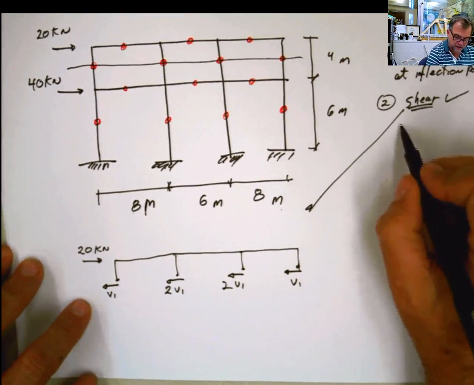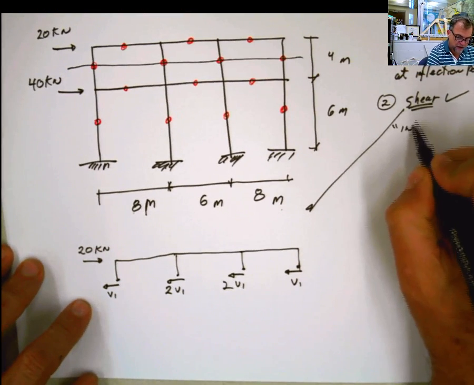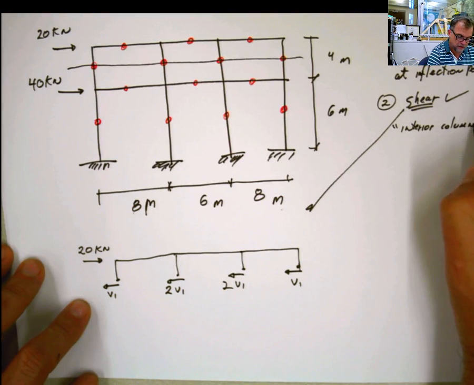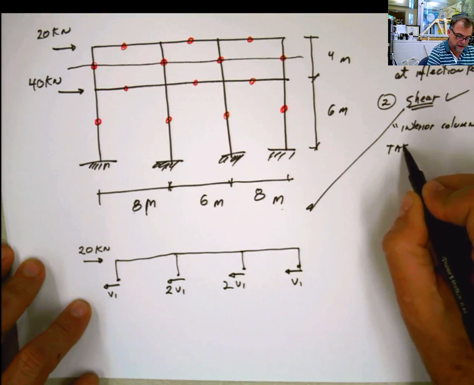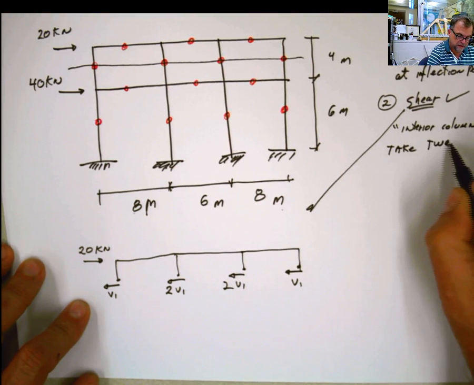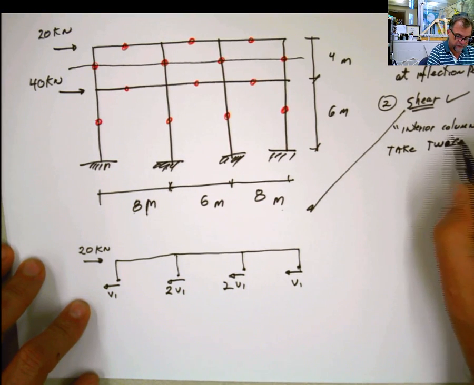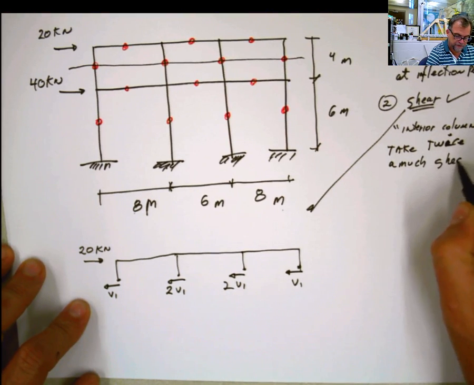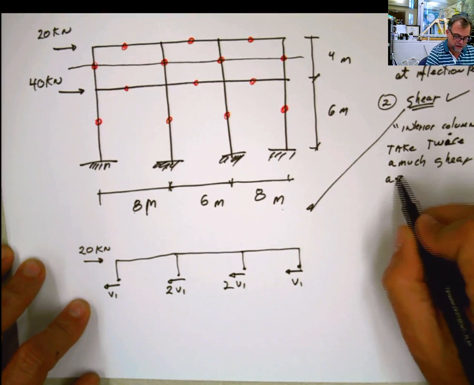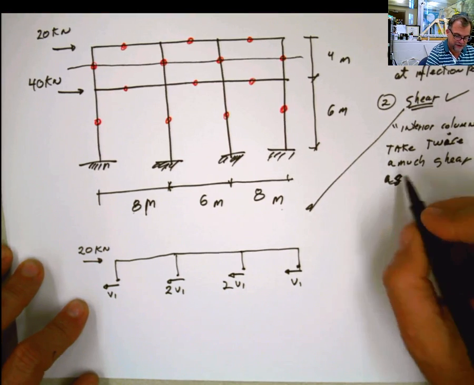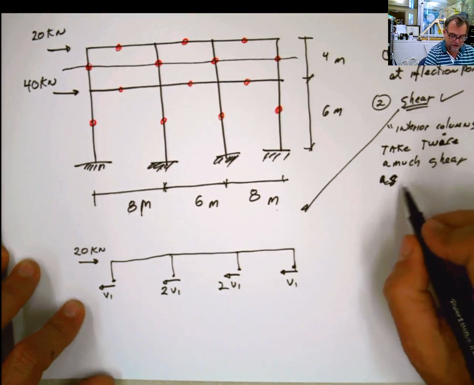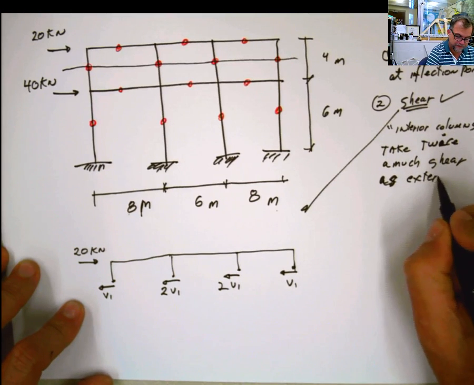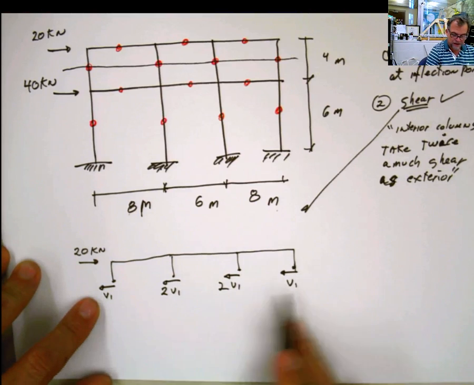By shear, remember, I'm going to put it here: interior columns take twice as much shear as exterior columns. I'm kind of thinking of an axe now, as exterior columns. That's what I did here.